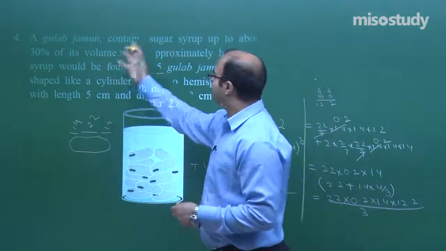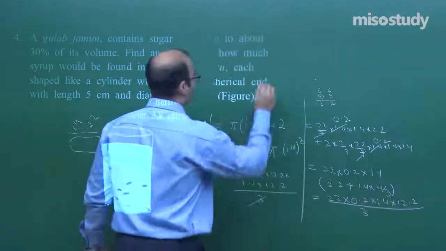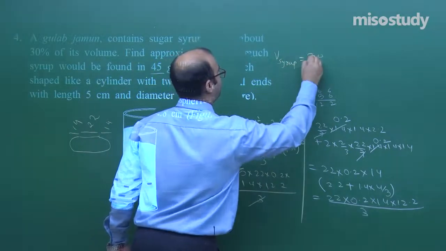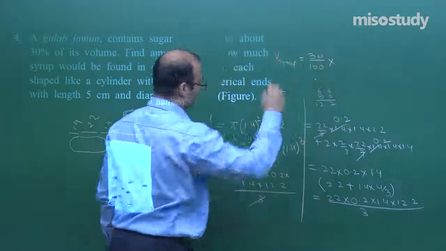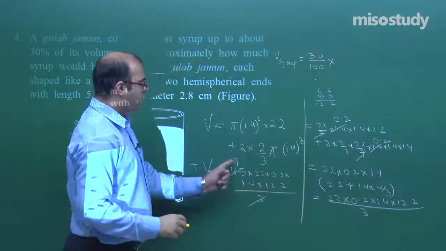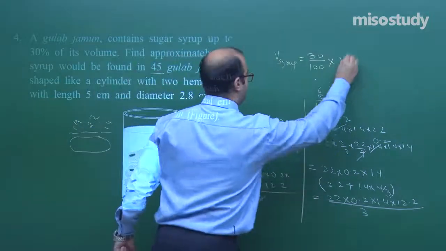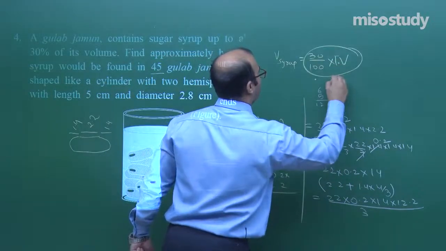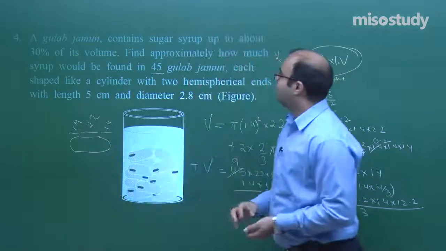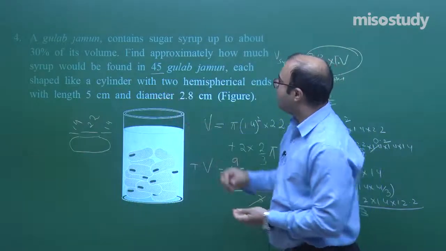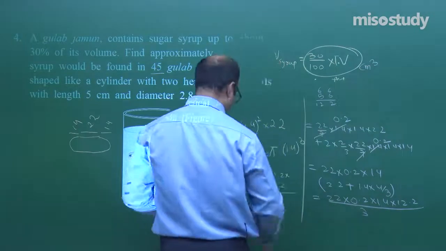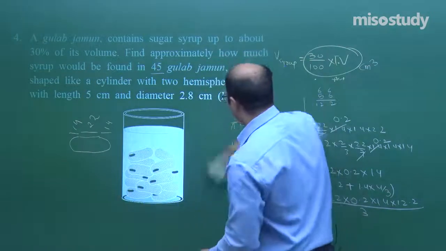So 30% of its volume is syrup. So volume of syrup is equal to 30% of this volume. So 30 by 100 into this value, and I am writing it as V, the total volume present there. So this is the answer for the volume of the syrup. As you can see, everything is in centimeter over here, so the volume will also be in centimeter cube. So this is the volume of the syrup, students.